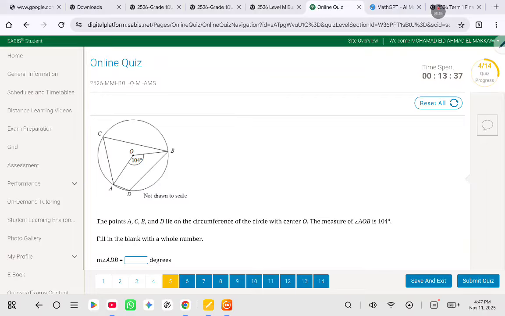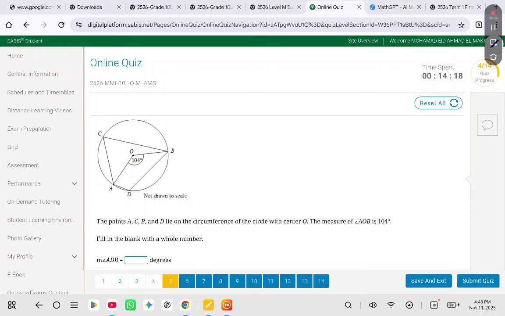Okay, guys, the points A, C, B, and D lie on the circumference of the circle with center O. The measure of AOB is 104. Fill in the blanks: ADB. Guys, D is an inscribed angle. Just do this: the angle AOB is 104, and it's facing arc DB, right? Angle D is an inscribed angle, so it will just be half of that, which is 52.